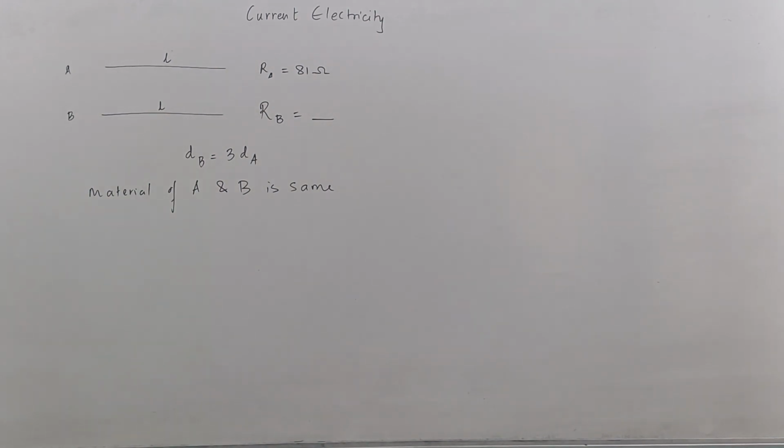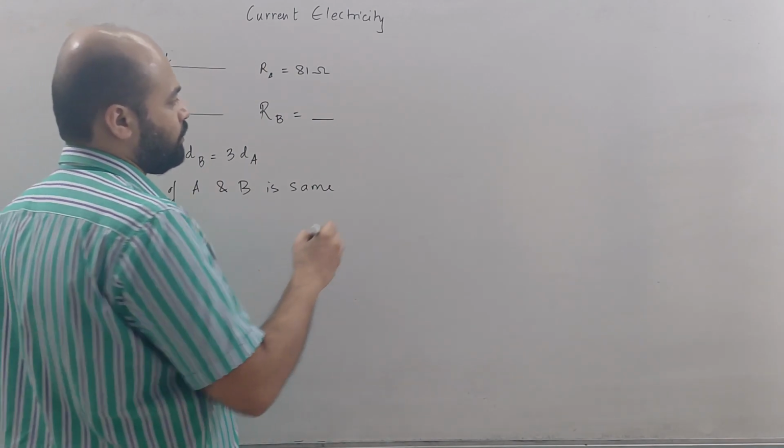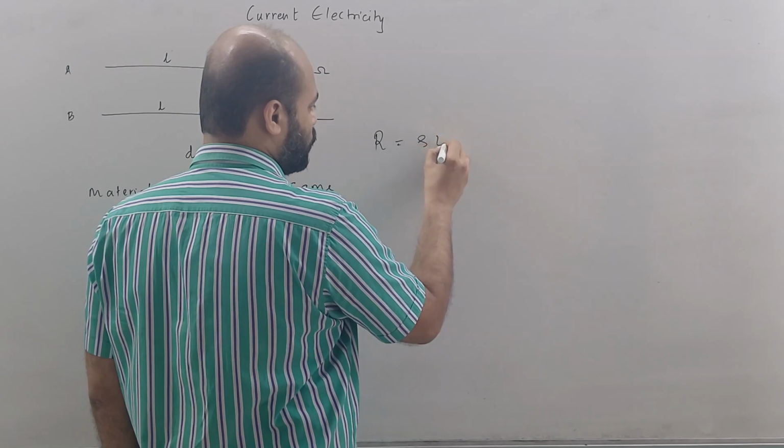We've got 2 wires now, both of the same material as mentioned, and both of the same length. Resistance of A is 81 ohms, and what's given to us is diameter of B is 3 times diameter of A. We have to find the resistance of RB. So which formula do we use? We can, as discussed earlier, use R equals rho L by A.